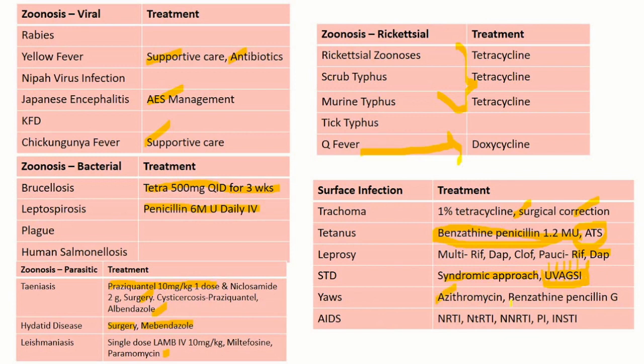Yaws, azithromycin will be helpful. Benzathine penicillin G will be helpful. For AIDS, it is nucleoside reverse transcriptase inhibitors, nucleotide reverse transcriptase inhibitors, non-nucleoside reverse transcriptase inhibitors, protease inhibitors, integrase strand transfer inhibitors. So whatever the drug which ends with vir will be protease inhibitors, except for tenofovir, which is a nucleotide reverse transcriptase inhibitor, and also abacavir, which falls here. The other vudine group of drugs, zidovudine, stavudine and all will fall under nucleoside reverse transcriptase inhibitors. Efavirenz, etravirine, nevirapine are non-nucleoside reverse transcriptase inhibitors.